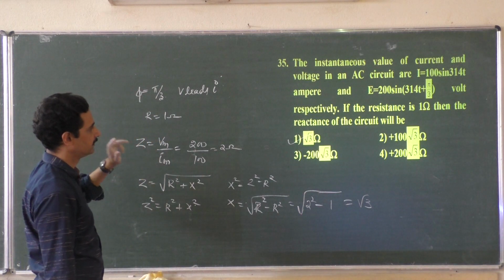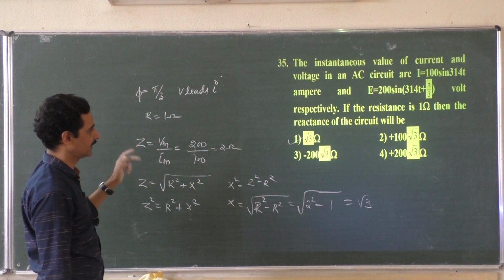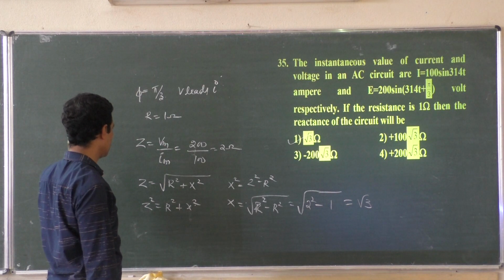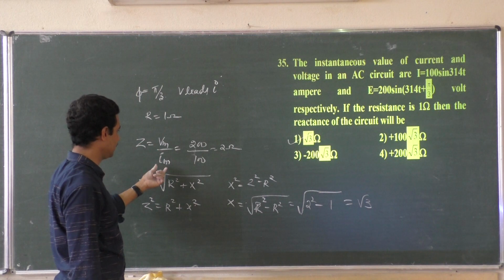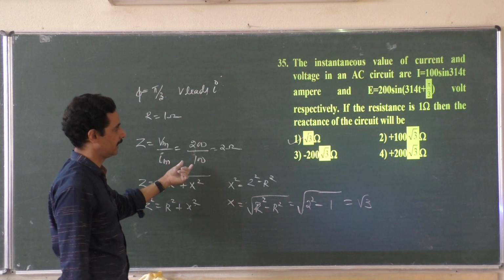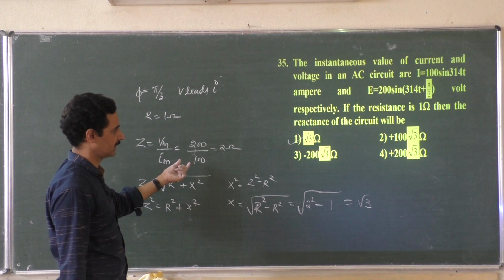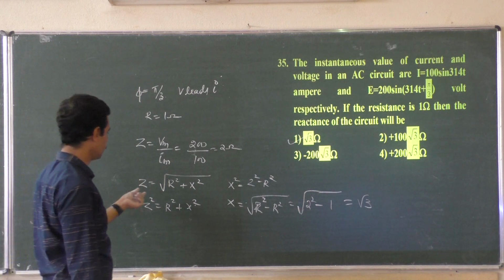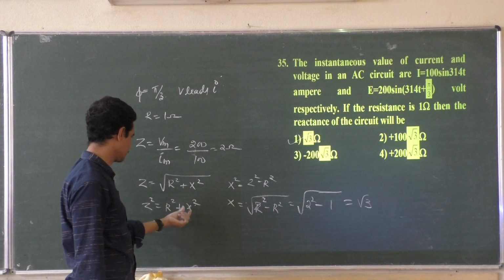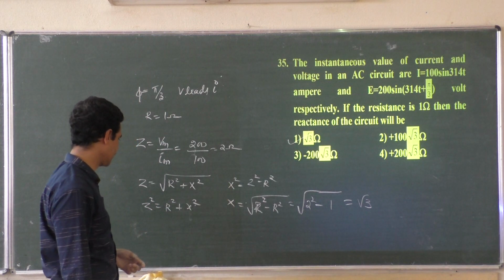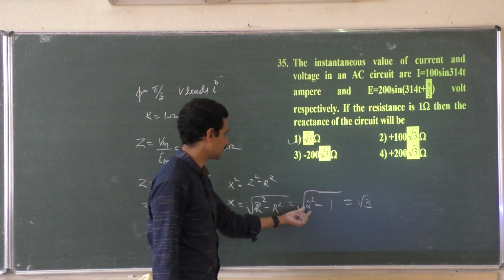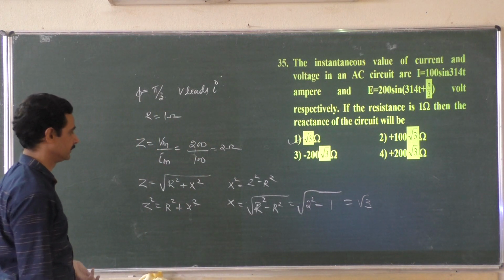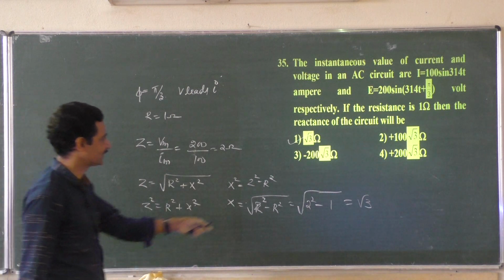They are asking if the resistance is 1 ohm, then the reactance of the circuit. Resistance is 1 ohm. Okay. Impedance is Vm by Im, 200 by 100. Phase difference is not needed here. Then Z is 2 ohm, and Z equal to root of R square plus X square. X square is equal to Z square minus R square. Z square is 2 square, 4, minus 1 square, 1. Root 3. Only that much. Yeah. Why is it minus and all?